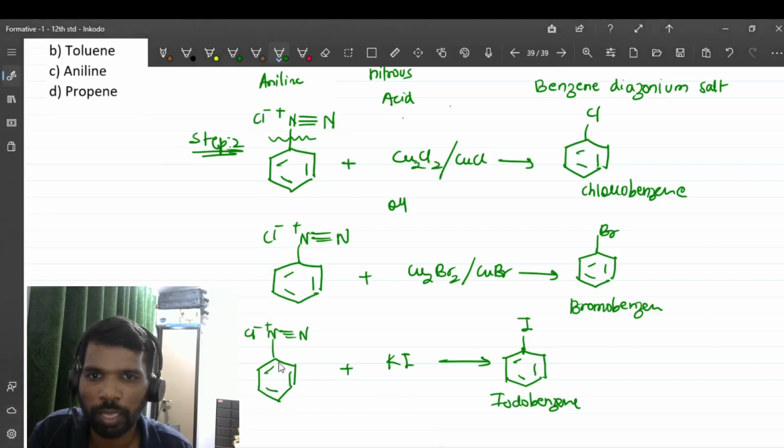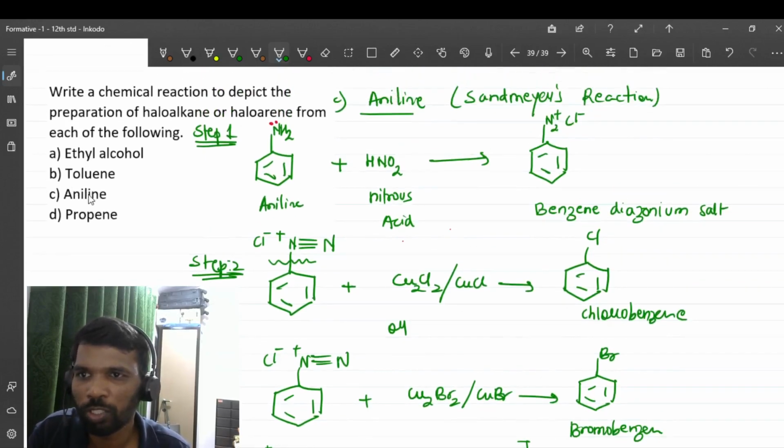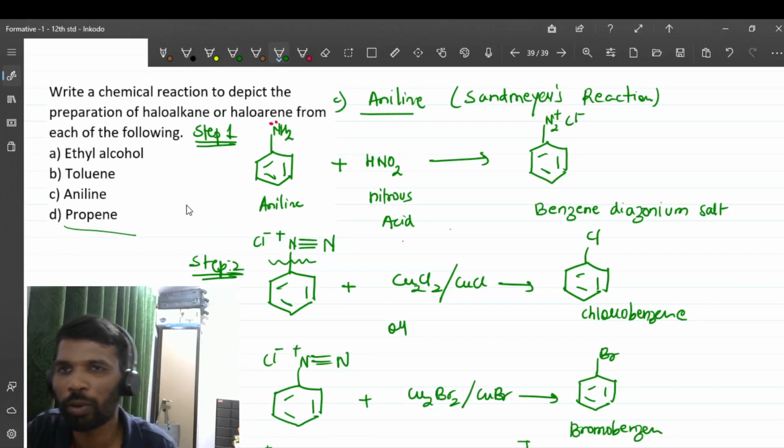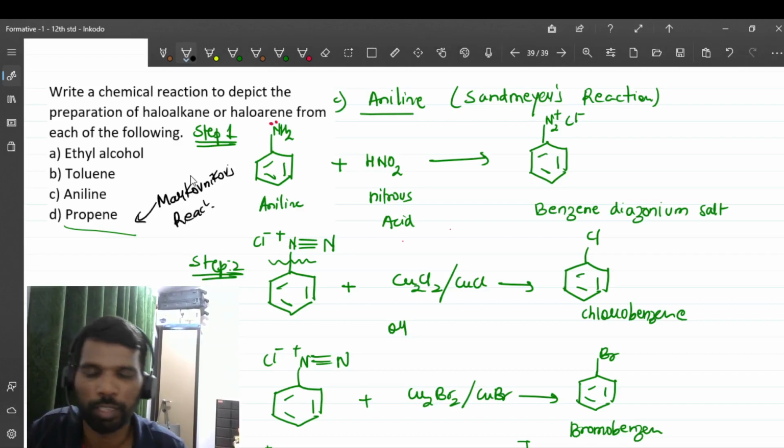So this was the answer for all these three, right? Three options. First, the propene. Do the Markovnikov's reaction. You will get the answer. We have done this in the previous question. Do Markovnikov's reaction. That's it.